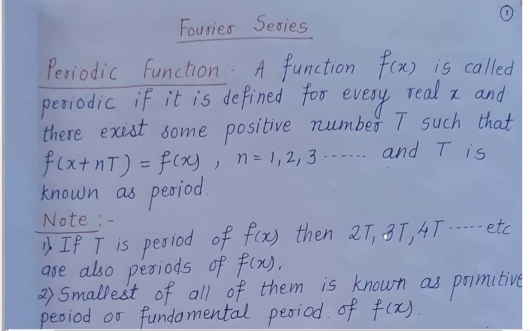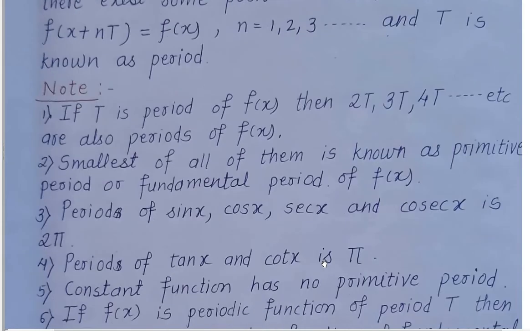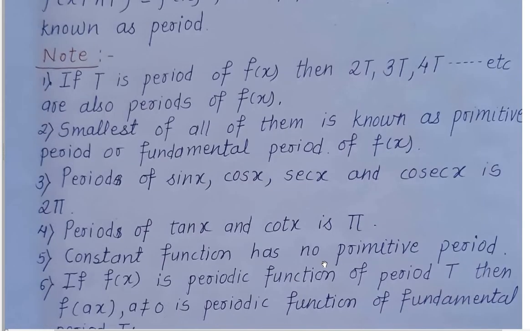So if t is a period of f of x, then if we put n equal to 2 we get 2t, then 3t, 4t, 5t. All these are called periods of the given function. Now, the smallest period is called the fundamental period. If we put the smallest value, n equal to 1, we get only t. So t is called the smallest period, which is also called the primitive period or fundamental period of the function f of x.